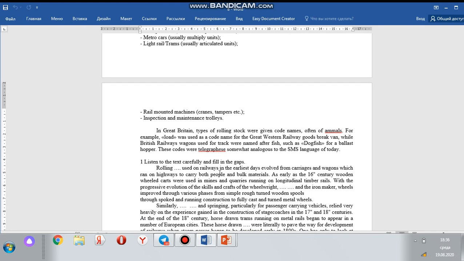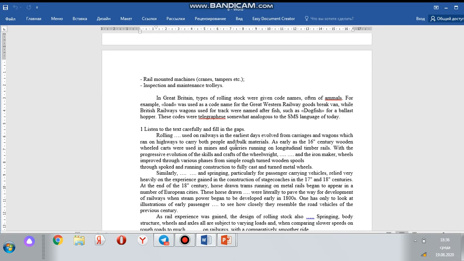So the next passage tells us about Great Britain, what kind of rolling stock they have, and so on.